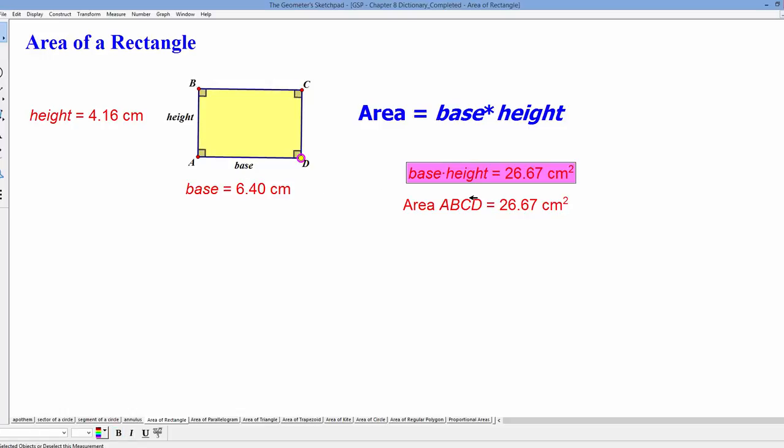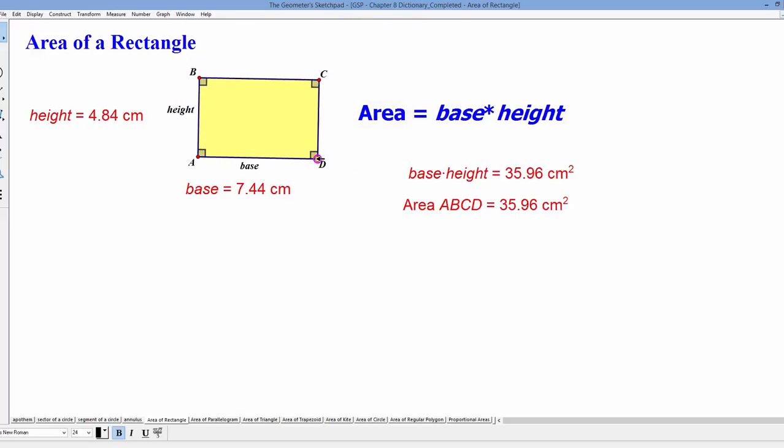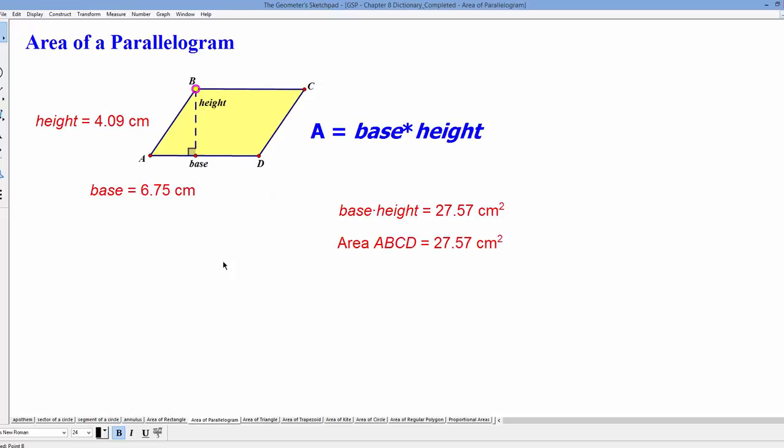I've calculated it using the formula and measuring the area of the polygon. So no matter how this rectangle changes, base times the height will get you the area. The second formula covered is that of a parallelogram. Again, it's going to be the same. The area is going to be equal to the base times the height.